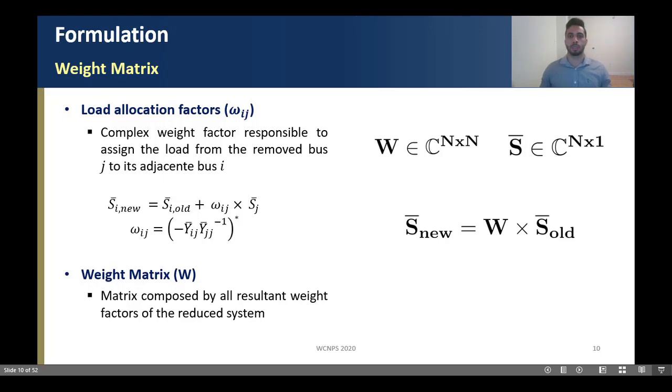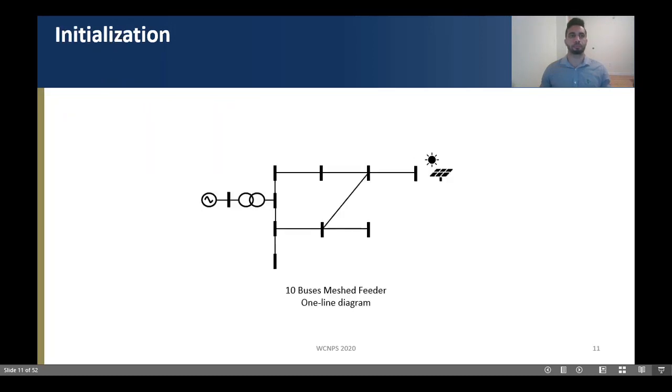For each bus elimination, we are not placing the load on its adjacent buses right away. Basically, what we are doing is computing the load allocation factors, and then we are placing all those allocation factors into the weight matrix. So by the end of the overall reduction process, we are going to be able to place all loads from the original system directly onto the buses that remain in the reduced system.